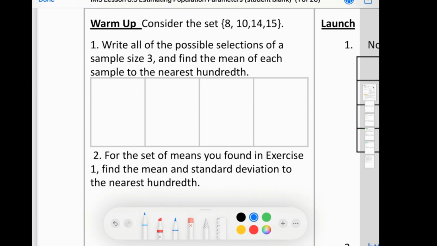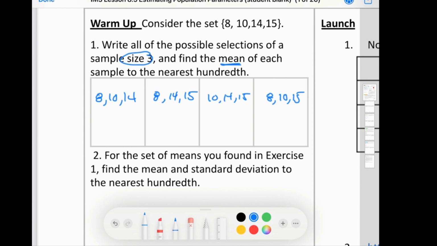All right, it tells us to write all the possible selections of a sample size 3. So I just need groups of 3, but there are 4 numbers here. So maybe you have 8, 10, and 14. Or maybe let's skip 10 this time: 8, 14, 15. And then how about 10, 14, 15? It looks like I used 14 three times. I have not used 8 three times, so how about 8, 10, and 15? Okay, so there they are, and then it tells me to find the mean or the average.